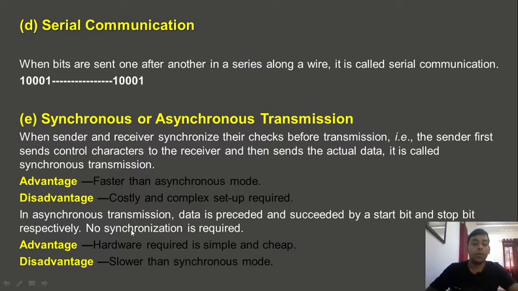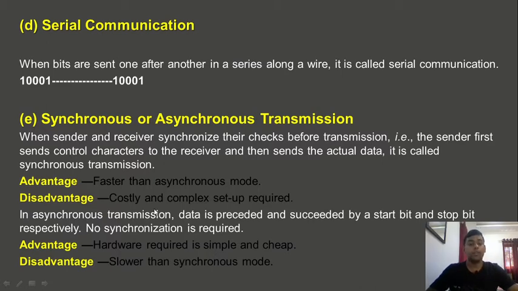The next one is asynchronous transmission. In asynchronous transmission, data is preceded and succeeded by a start bit and a stop bit, respectively. No synchronization is required. Synchronization means checking whether the route is right between the sender and the receiver. But in asynchronous transmission, no such synchronization happens; data can be sent directly. The hardware required is simple and cheap, which is one of the advantages. The disadvantage is that it is slower than synchronous mode.